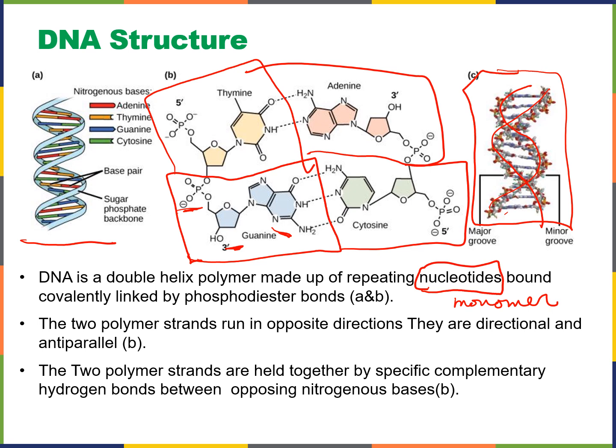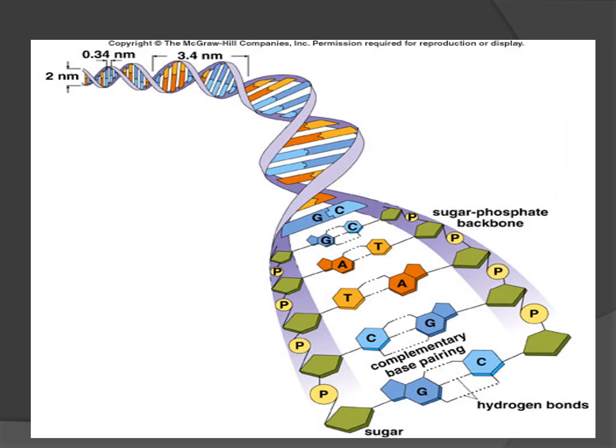So this is just a little tiny piece of DNA, but the sugar and the phosphates form the rails of the ladder. And then the bases are the middle part. Like if you were climbing a ladder, it would be the part that you stepped on. So this is kind of a blown up picture of a piece of DNA.